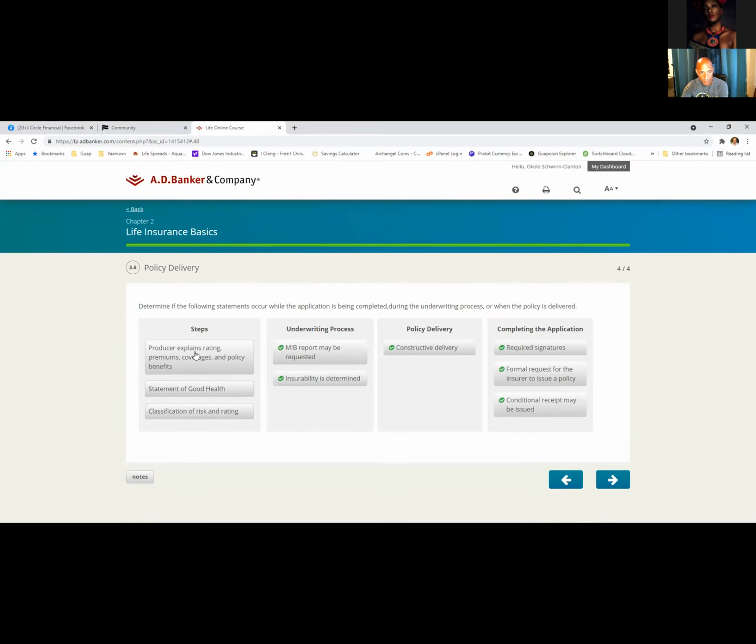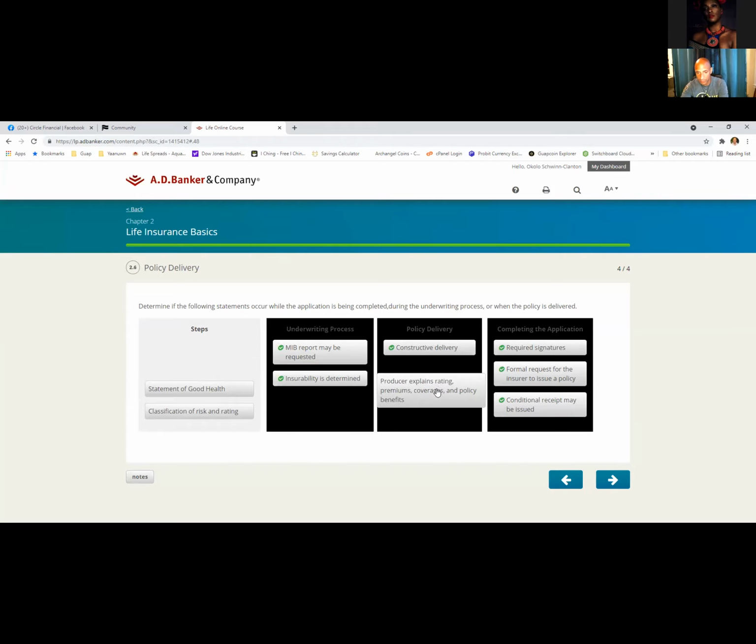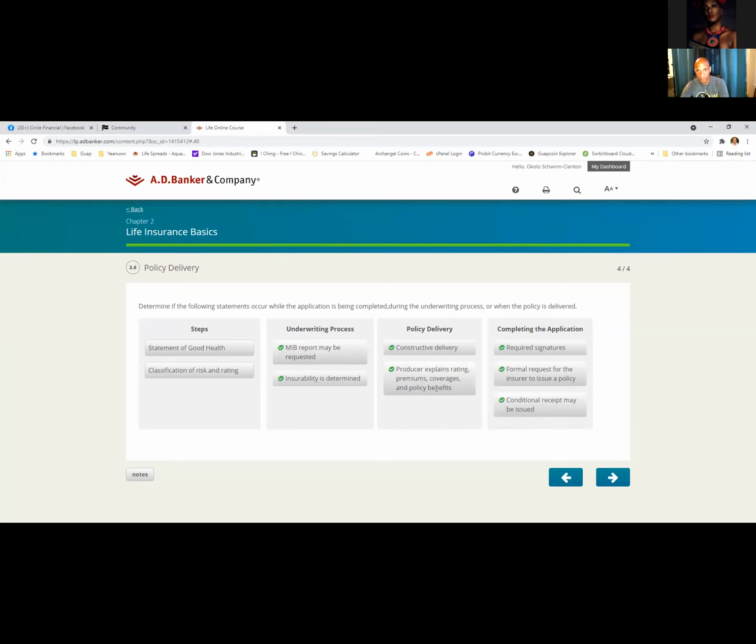The producer explains rating, premiums, coverages, and policy benefits. So when it says rating, that implies what? I assume underwriting. I don't know. To me, it implies the rating that the insurance company gave them after the process, but the wording is a little unclear. So I'm going to guess policy delivery. Let's see if I'm right. Delivery. Got you. Okay.